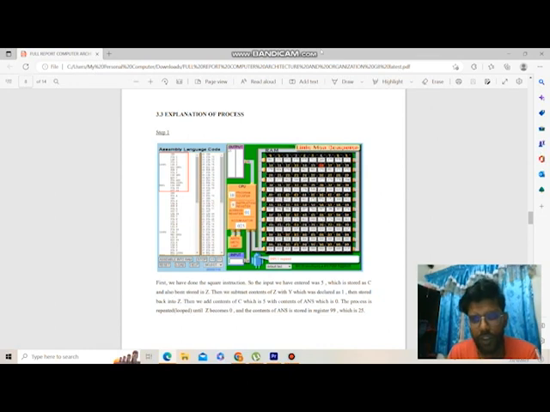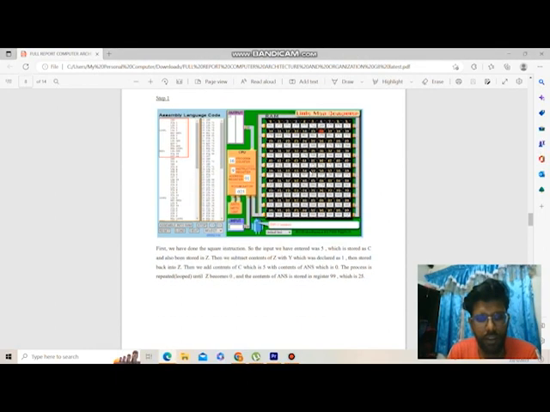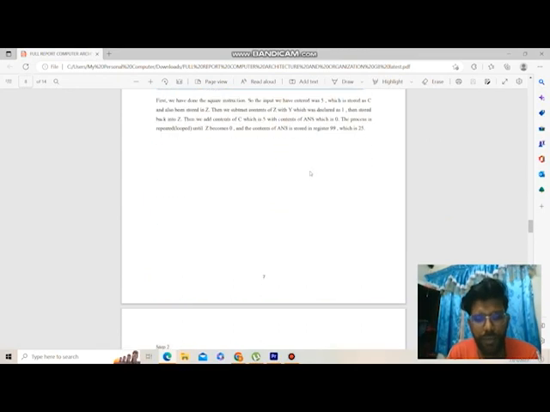Today I want to explain the process. So in this project, our equation is (a minus b) multiplied with c squared, divided by e plus d. First of all, our first step is the square instruction. Our input of c is 5, so it's stored at c and also stored at z.